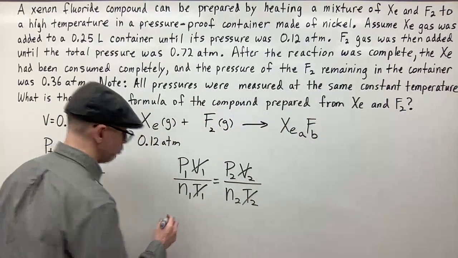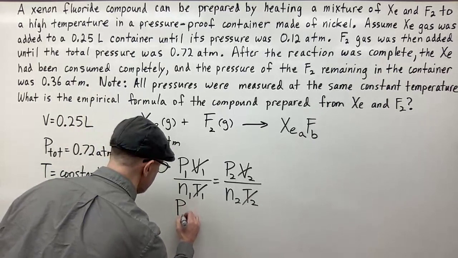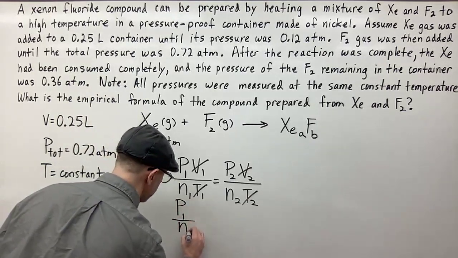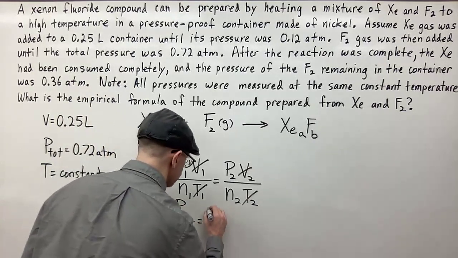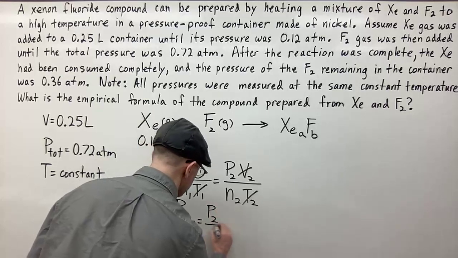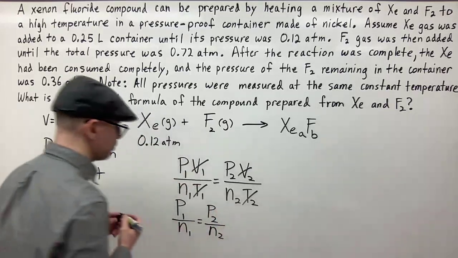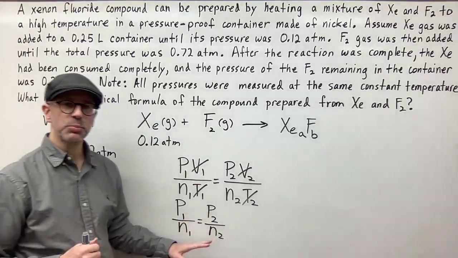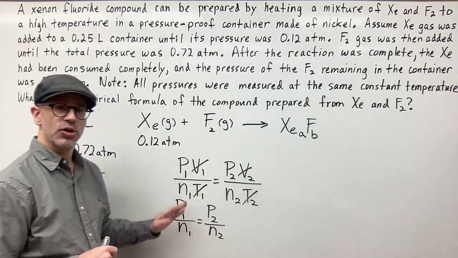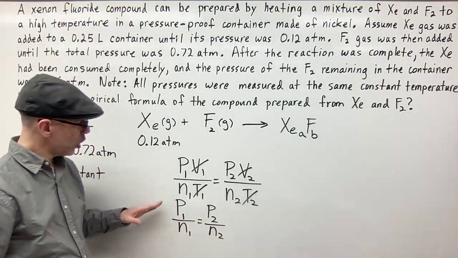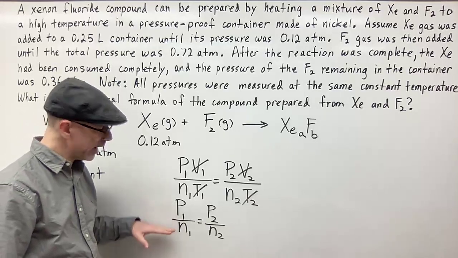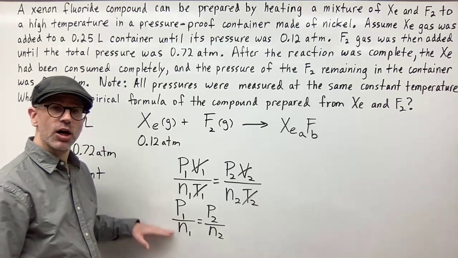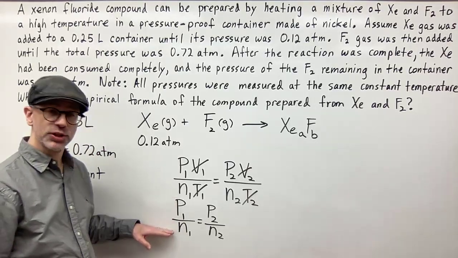And what are we left with? We're left with P1 over N1 equal to P2 over N2. And so why is this important? This is important because notice what happens. The pressure and the number of moles are directly proportional to each other.